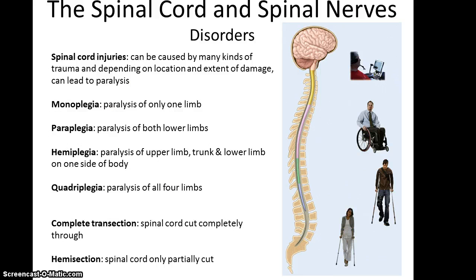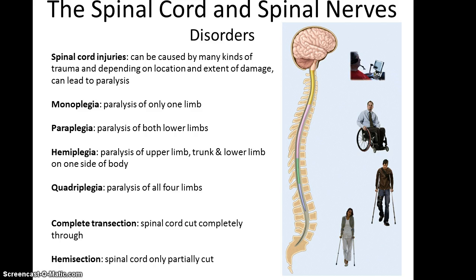Some disorders associated with spinal cords. Well, you can have spinal cord injuries, which can be caused by all kinds of traumas. And exactly what it's called depends on what kind of paralysis it leads to. So monoplegia is the paralysis of only one limb. Paraplegia is the paralysis of both lower limbs. Hemiplegia is the paralysis of an upper limb, part of the trunk, and lower limb on one side of the body. Quadriplegia is paralysis of all four limbs.